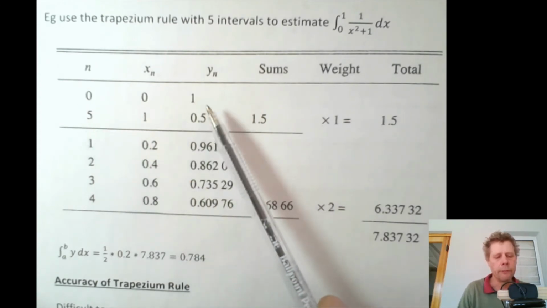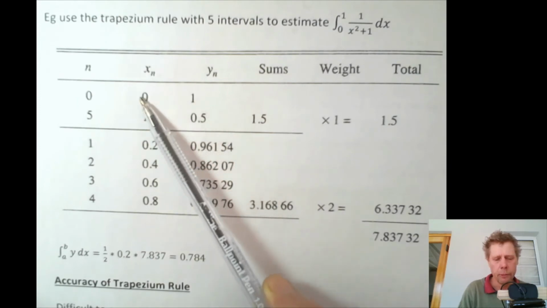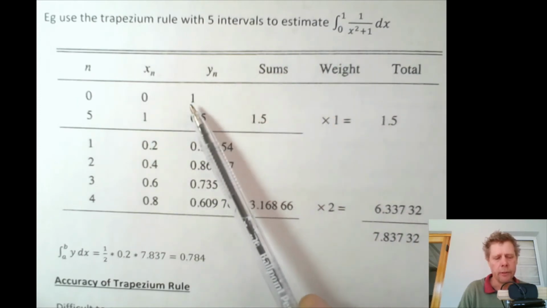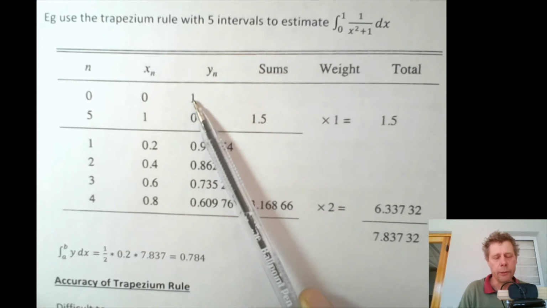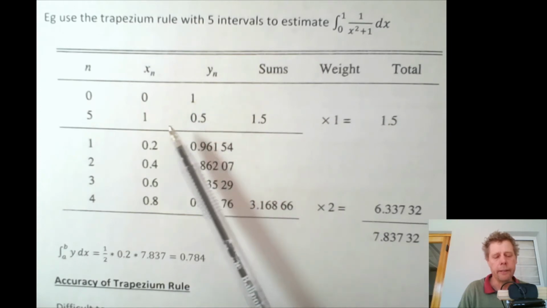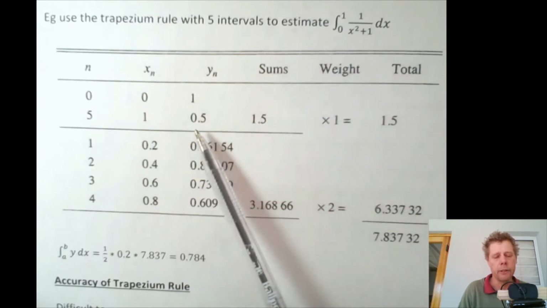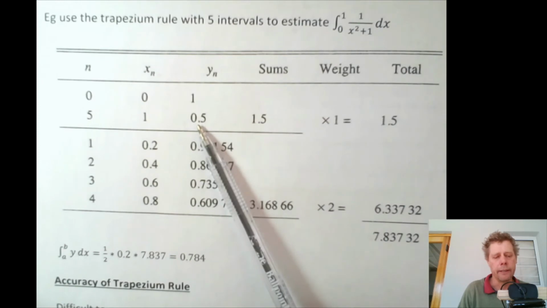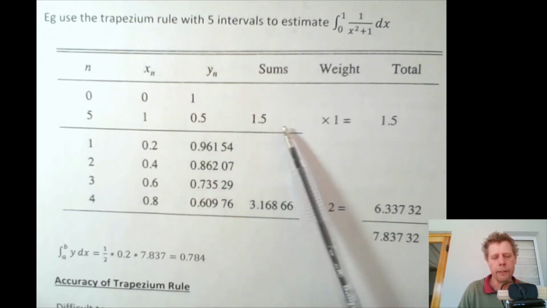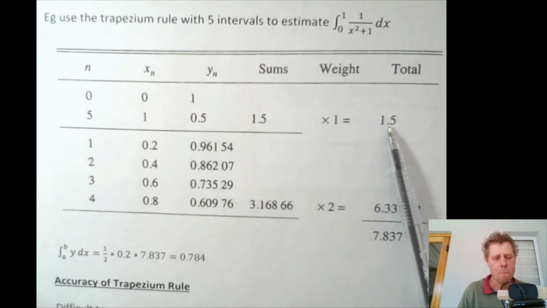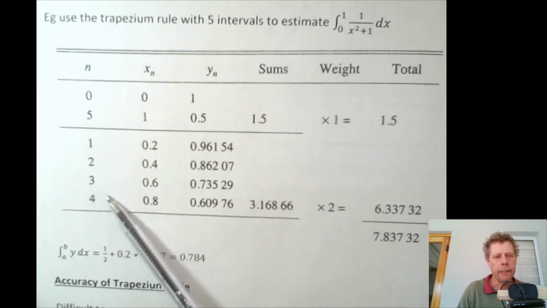First of all, we can find y naught. If we put 0 into this equation, we can see that y naught is 1, and if we put 1 into that equation, we get yn, or y5, equals 0.5. Because these are the outer 2 fence poles, we add them together and we write them down over there. Then we look at all the intermediate fence poles.